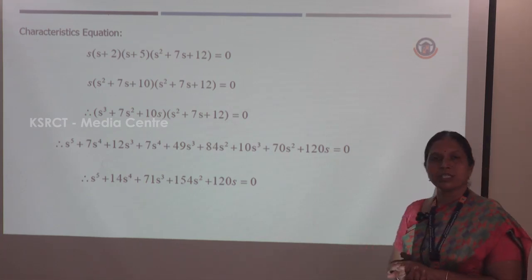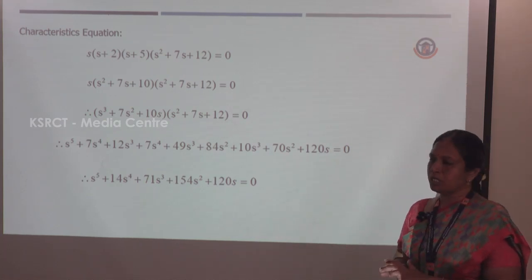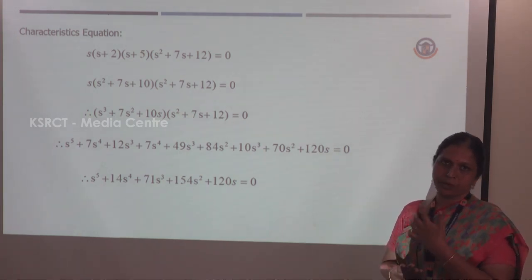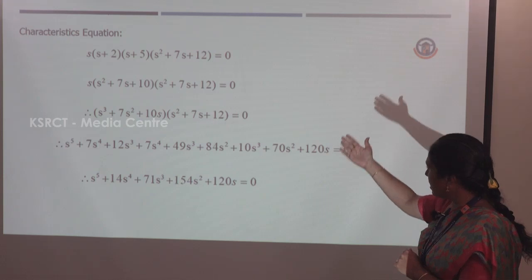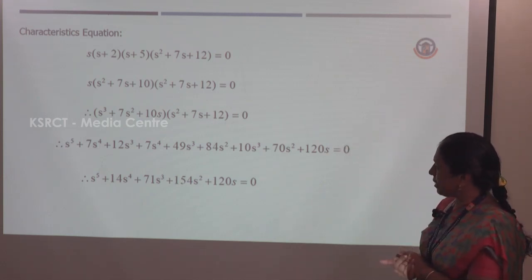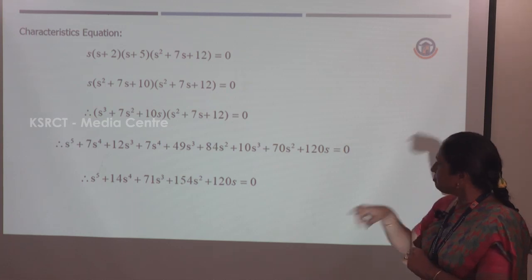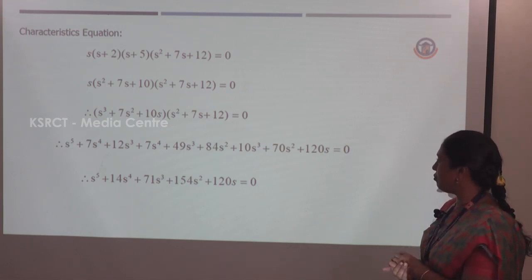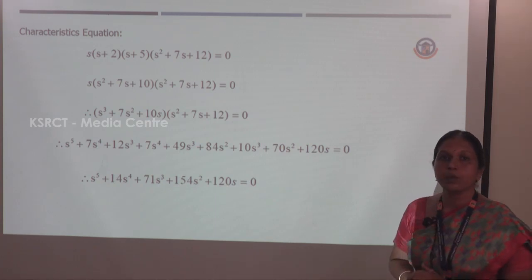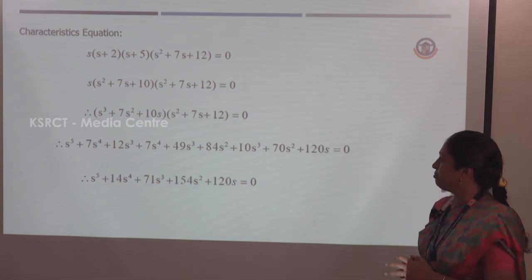Next is characteristic equation. Characteristic equation is nothing but equating the denominator polynomial of a closed loop system to 0, and we can simplify the denominator polynomial and get the characteristic equation as s^5 plus 14 s^4 plus 71 s^3 plus 154 s^2 plus 120 s equal to 0.